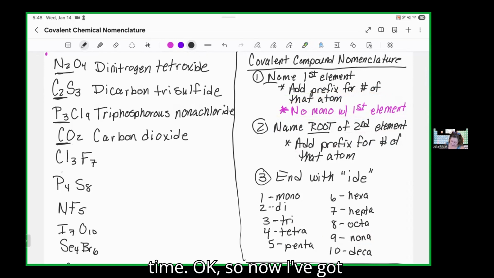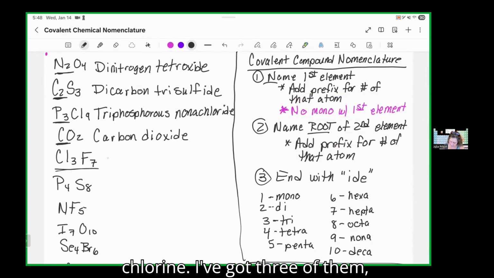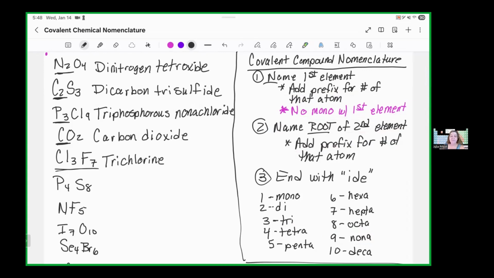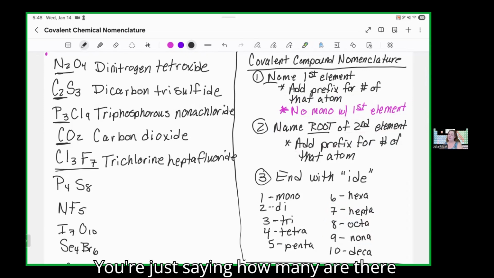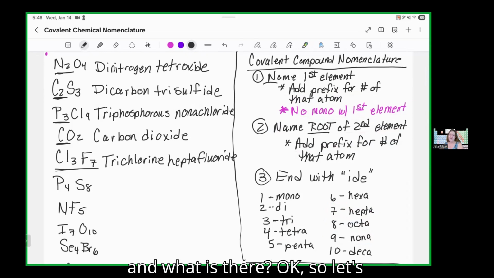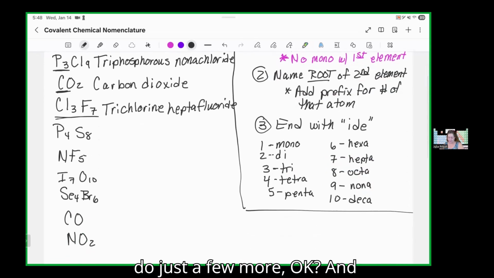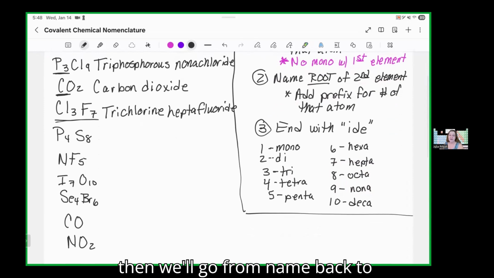Okay, so now I've got chlorine. I've got 3 of them, so tri, chlorine. Fluor, from fluorine, fluor will be the root. 7 is hepta. I've got hepta there. So I've got hepta, fluor, end in ide. See how easy that is? You're just saying how many are there and what is there. Okay, so let's do just a few more, and then we'll go from name back to formula.